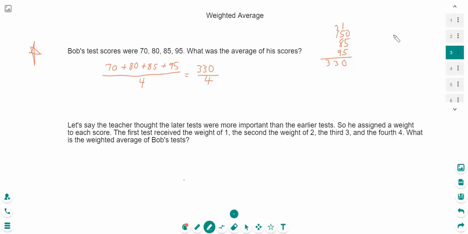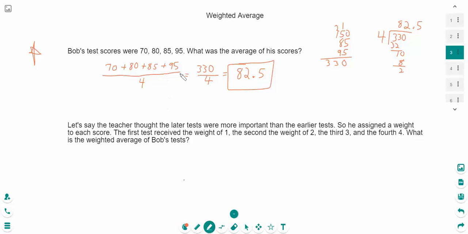Now we're going to divide that out, so we have 330 divided by 4, which is going to be 82.5. So his final score will be 82.5. That's his average for the class or for that term or whatever it might be. Okay, so that's a straightforward problem, simple average. We just took the raw scores, added them up, and divided them by the number of scores that there were.